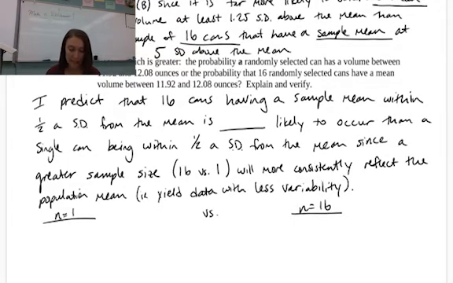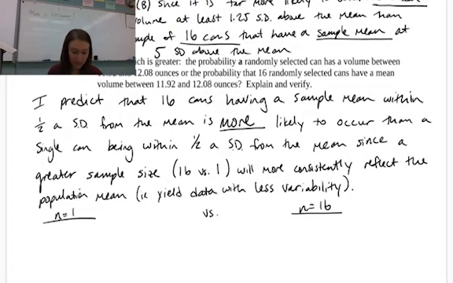Well, I would predict that 16 cans having a sample mean within a half a standard deviation from the mean is more likely to occur than a single can being within half a standard deviation from the mean because we have a greater sample size. So it's more likely that we're closer to the mean. We have 16 instead of 1. And that will more consistently reflect the population mean. It'll yield data with less variability. And less variability, that's because our standard deviation is literally lower. It's 0.16 divided by the square root of 16. That is smaller. So we have less variability.